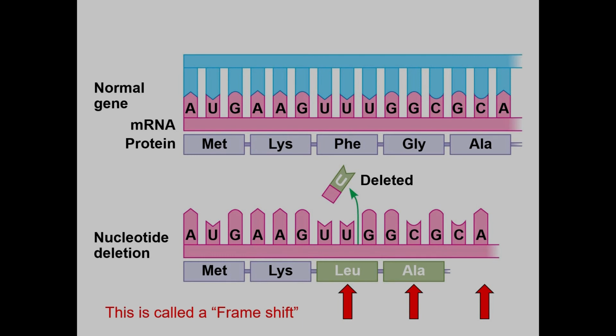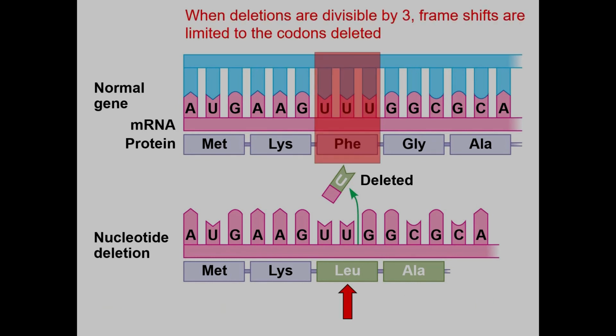Now, can you think of a way that you could have a deletion that would only affect a single codon? This is possible if you delete the entire codon together. If instead of deleting one U, we deleted all 3 U's, Phe would be missing. So we'd go Met, Leu, Gly, Ala. It's possible for deletions to affect only one codon, but only when they are divisible by 3.